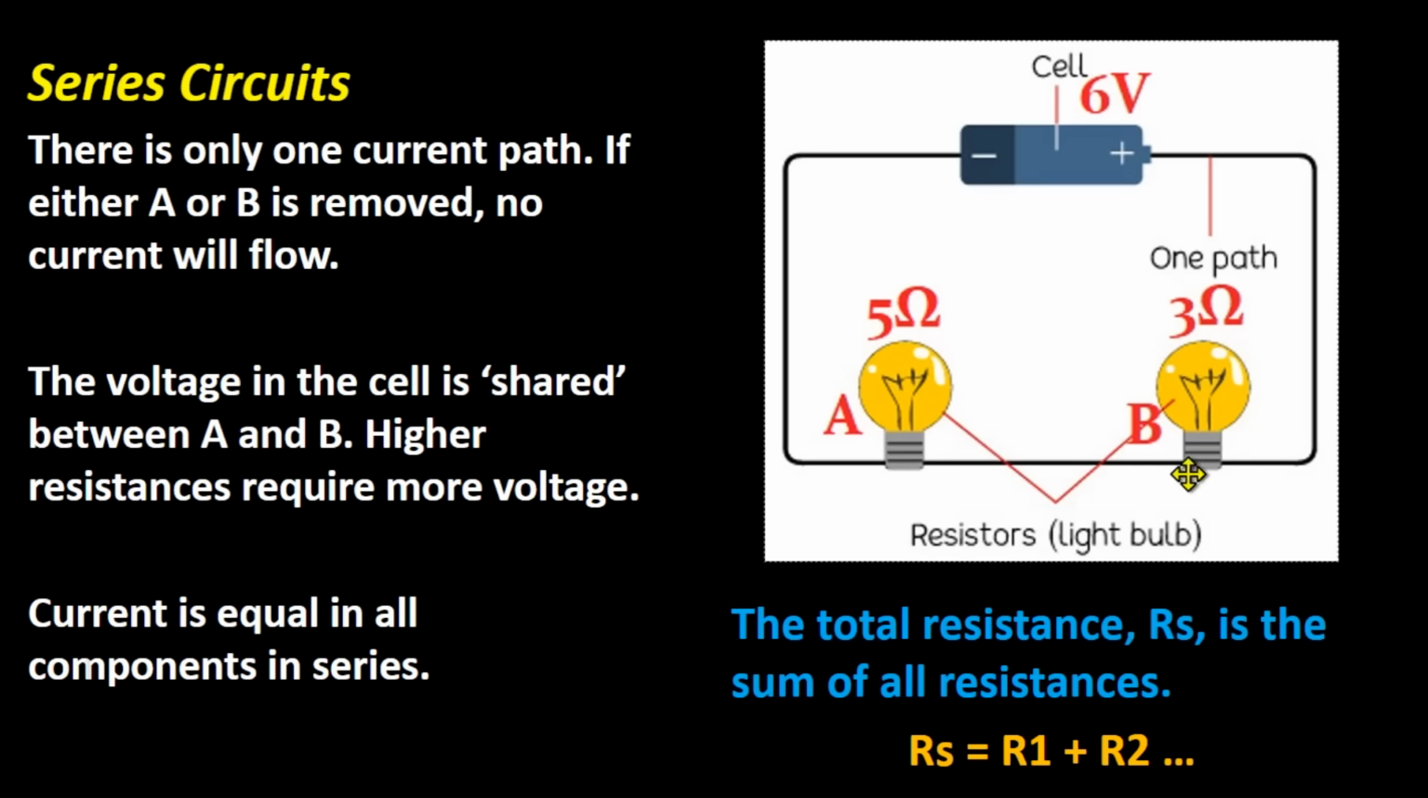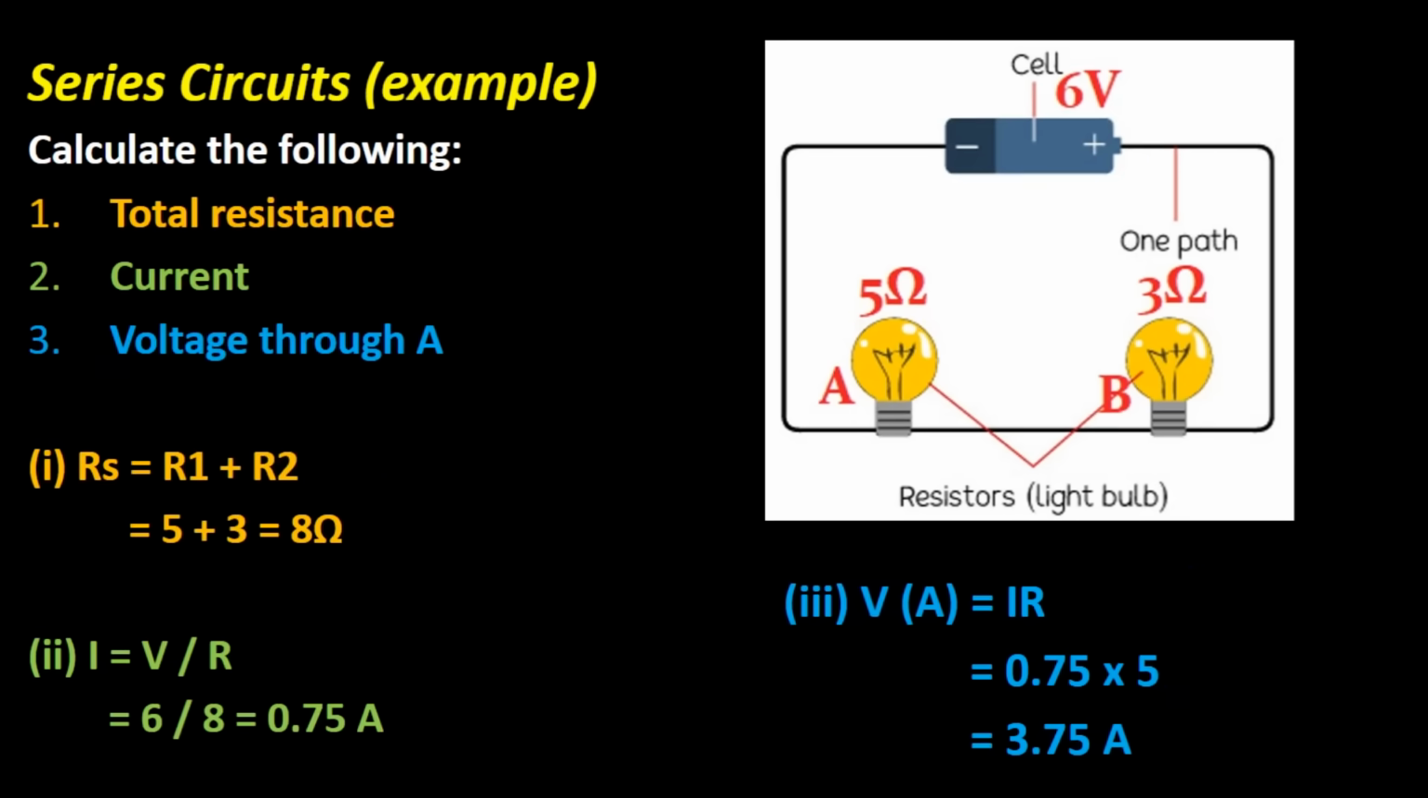Now if you wanted to find the total resistance in this circuit, all you have to do is add the resistances. In this case here, 5 ohms plus 3 ohms is 8 ohms. But let's look at the worked example here. Calculate the following: the total resistance, the current, and the voltage only through A. So the total resistance will just be R1 plus R2, which is 5 plus 3, which is 8 ohms.